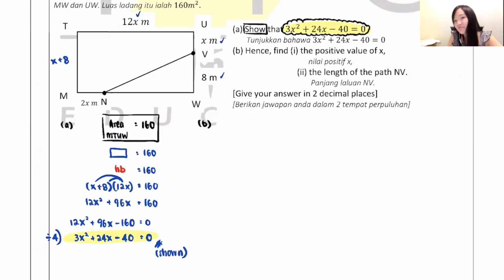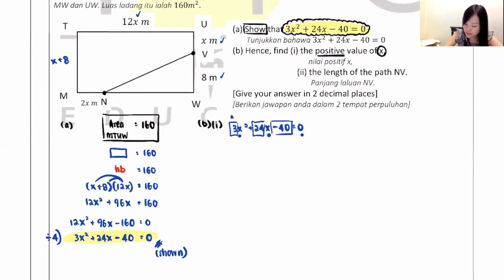B1, they say what? Find the positive value of X. My dear, they want to find X. Don't tell me, teacher, how do I find X? You guys already did until getting the general form. So finding the value of X is not hard at all because we already learned just now, right? That's what we learned today. So guys, general form, there's 1x squared, there's 1x, there's 1 constant. So A is 3, B is 24, C is negative 40.